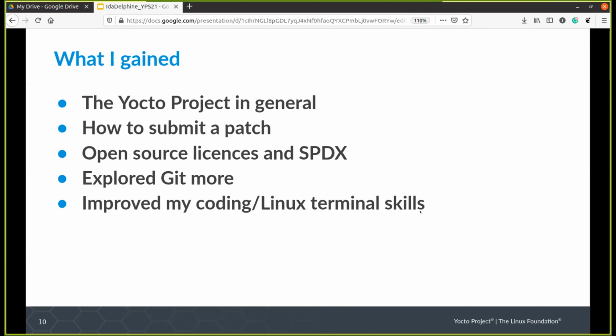I learned a lot throughout my experience with the Yocto project. I learned the Yocto project in general. Like in no time, I was already running my own builds. I learned how to submit a patch. I keep saying this because it was just amazing. I learned how to submit a patch. I learned about licenses and SPDX.